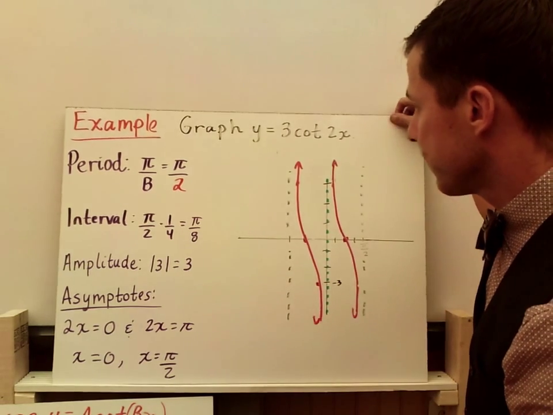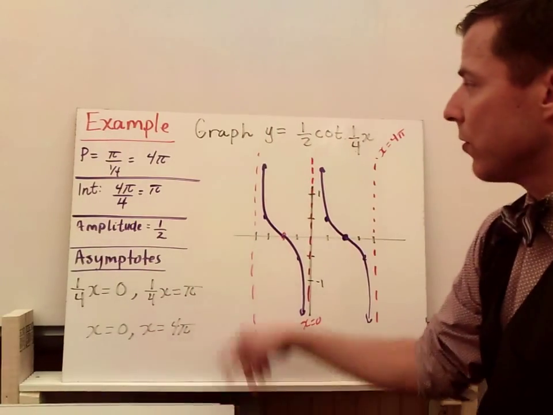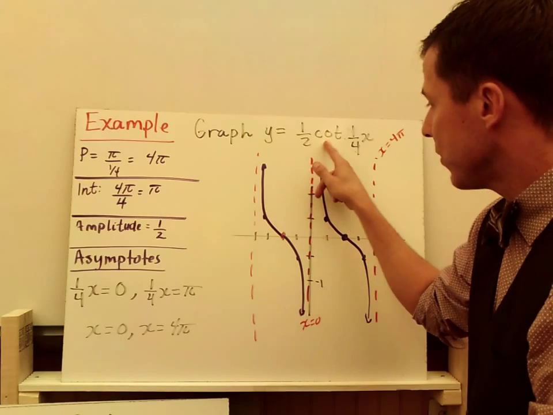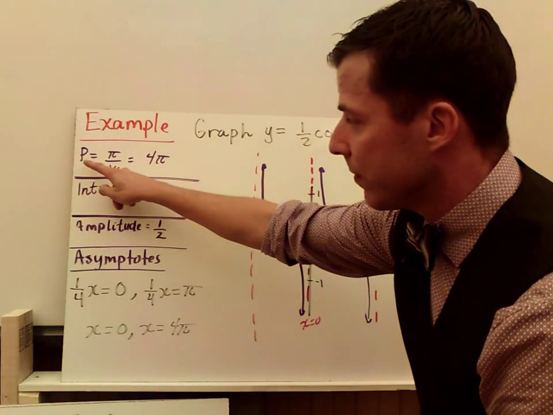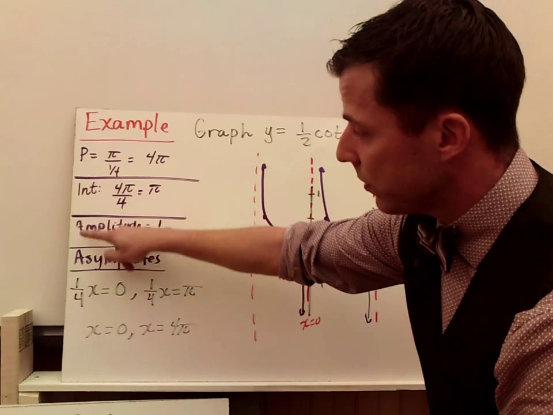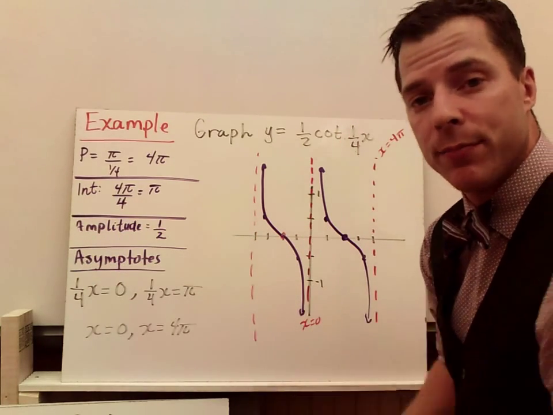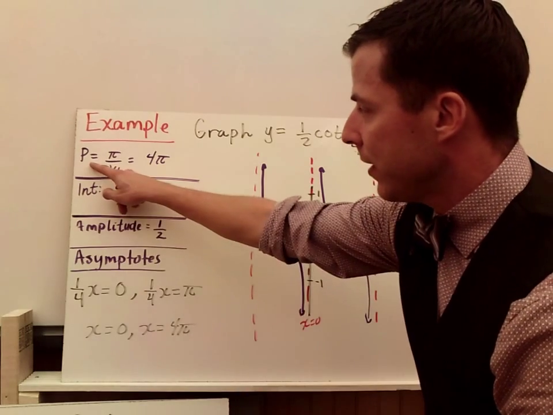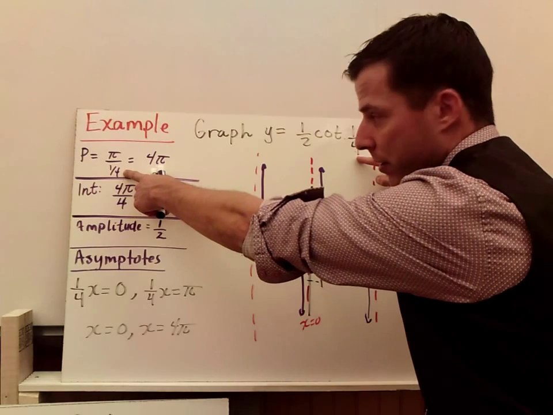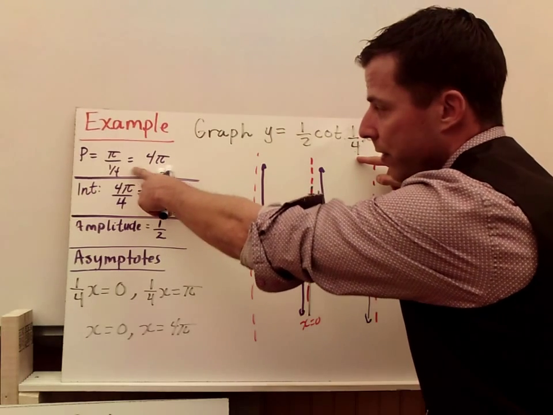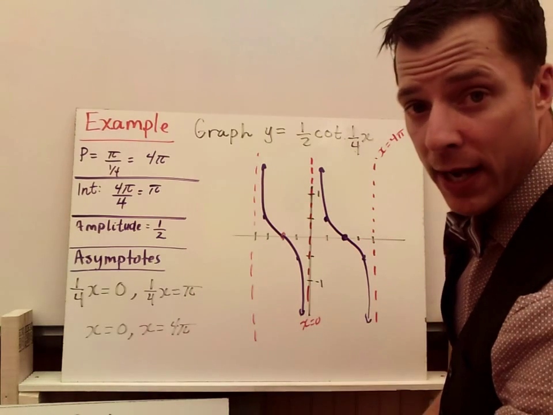In the next example, we're looking at graphing y equals 1/2 cotangent of 1/4 x. So again, I look for my period, my interval, my amplitude, and my asymptotes. Those four things can help me plot this function. My period is pi divided by b. My b value is 1/4. Pi divided by 1/4 is the same as pi times 4, so my period is 4 pi.